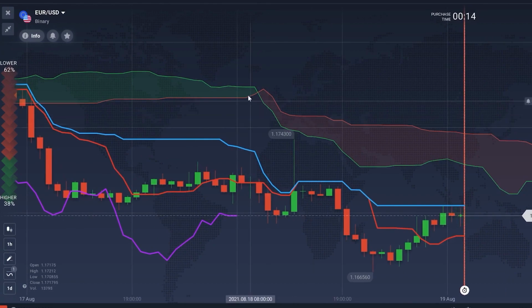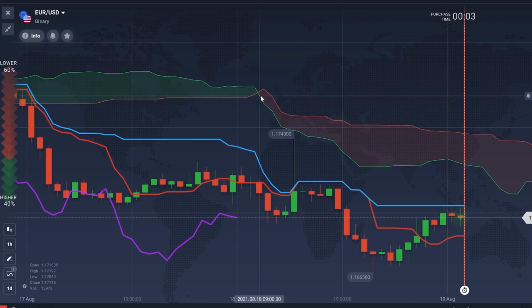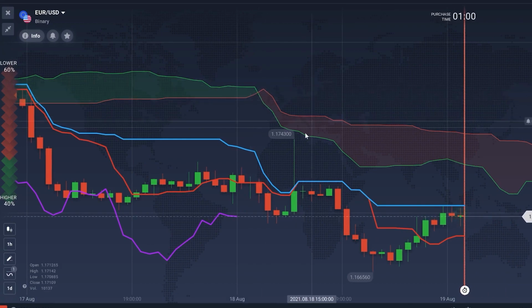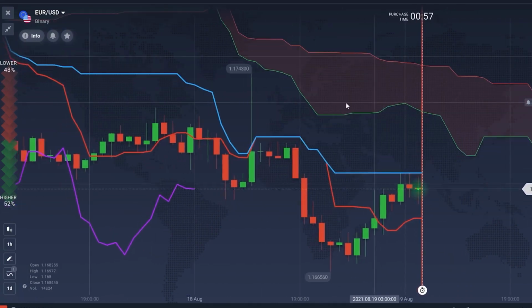Conversely, when these two lines cross each other, like at this point where Senkou span B goes above and Senkou span A goes below, the cloud turns red, indicating a down Kumo or a downtrend.